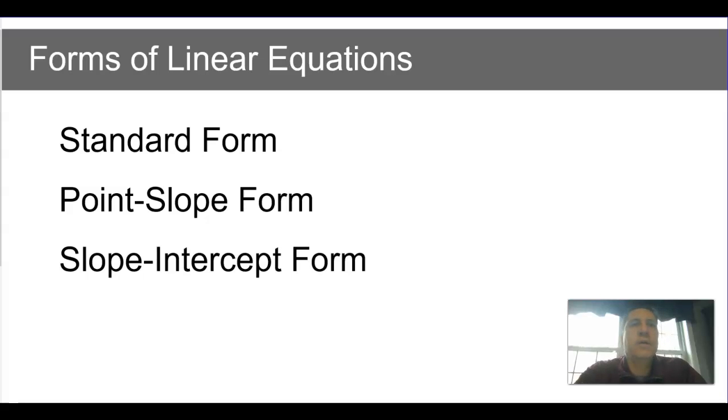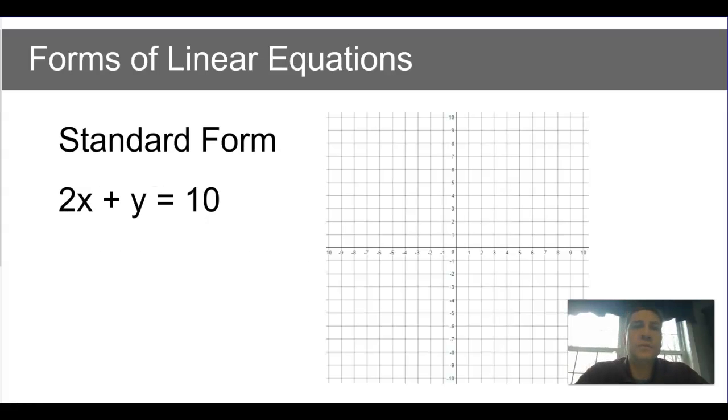In this unit, we're going to look at different forms of linear equations. So we want to pay attention to the big picture here. We've explored slope, and now we're going to look at three forms of linear equations: standard form, point slope form, and slope intercept form. The first form we look at will be standard form.